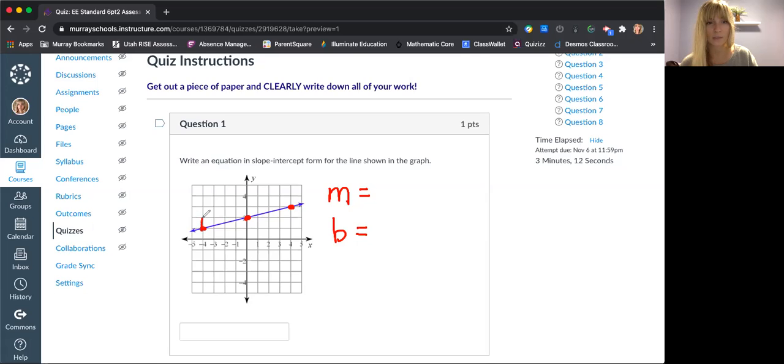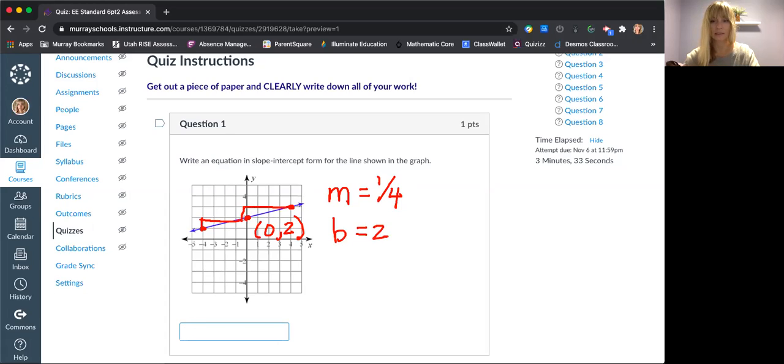From left to right, this goes up 1, over 4, up 1, over 4. So my slope is 1/4. b means where does it cross the y-axis? This is an ordered pair, (0, 2), but the b value that we put in the equation is just the y part, 2. So on your final answer here, I'm going to type it in so we can make sure we see what this looks like.